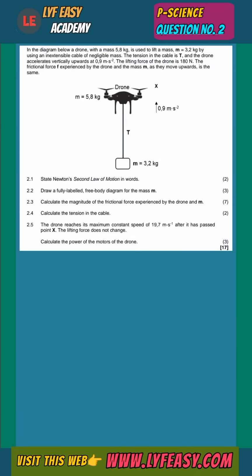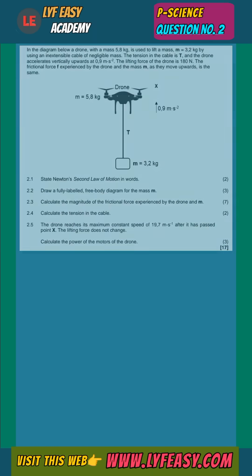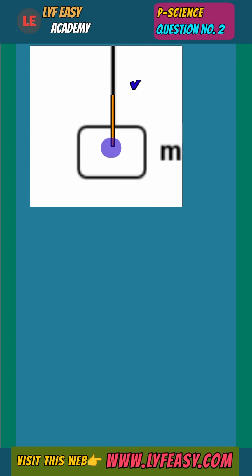Now let us look into this problem, which is under Newton's laws section, as you see in the sketch. Since the statement talks about friction experienced by this drone and mass m, when we indicate forces around the mass m, we indicate tension force upwards on the cable. We indicate the weight force downwards.